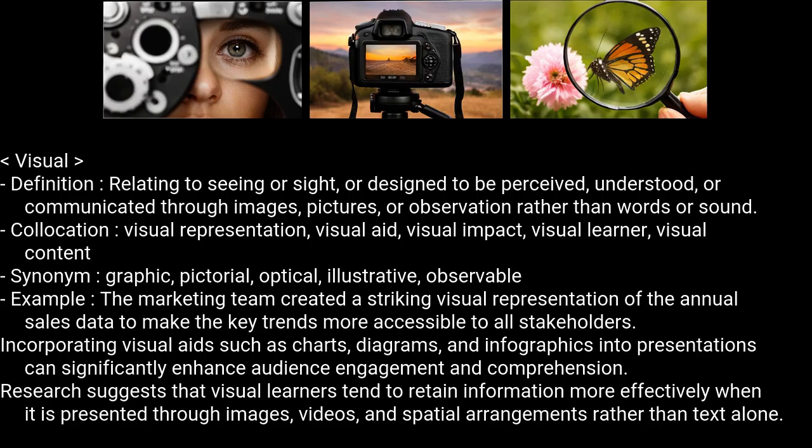Visual. Definition: relating to seeing or sight, or designed to be perceived, understood, or communicated through images, pictures, or observation rather than words or sound. Collocation: visual representation, visual aid, visual impact, visual learner, visual content. Synonym: graphic, pictorial, optical, illustrative, observable.